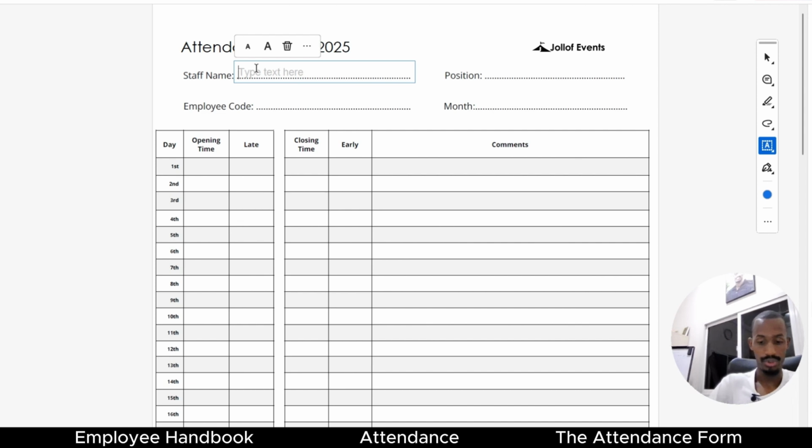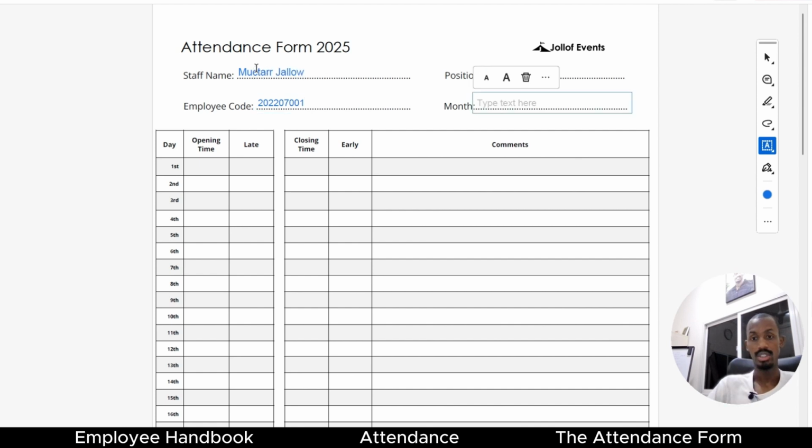So you fill in your name. Let's say my name is Mukhtar Jallo, and my position is CEO, and my employee code. Each employee is normally given an employee code. So my code is 2022 07001. This is my employee code. And the month, remember, only the month is what you should fill here. Let's say we are talking about July. The year is already here and the month is already here as well. Now this is the attendance form for July.